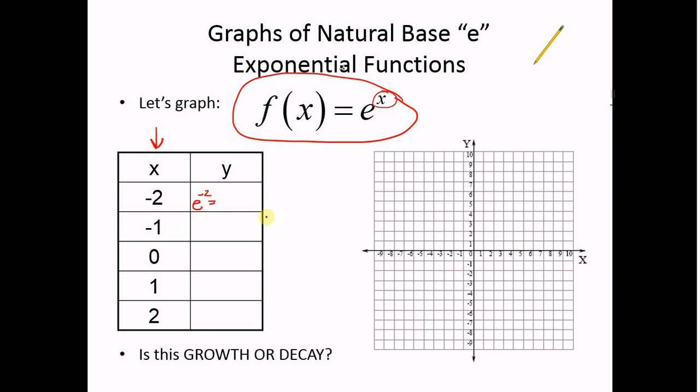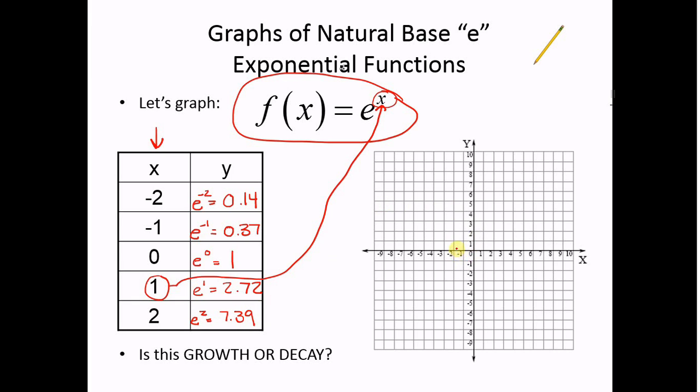And what you should get is 0.14 for that part. This is e to the -1. That is 0.37. E to the 0 is 1. E to the first is 2.72. Notice I'm just taking that x and I'm just putting it in for the x up here. So e to the second is 7.39. Let's try graphing these.